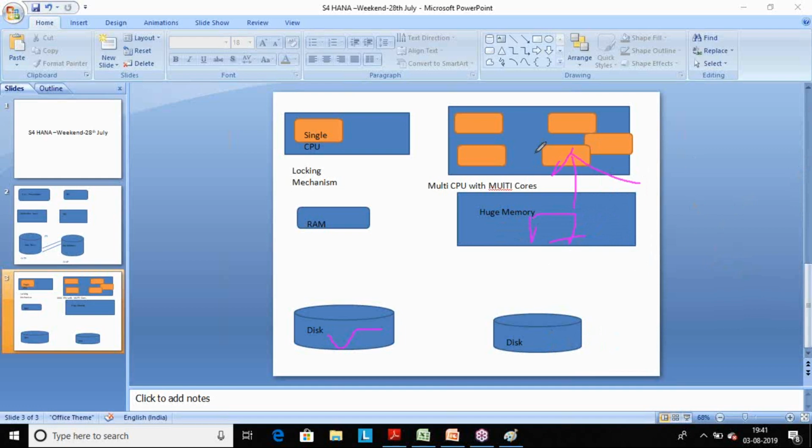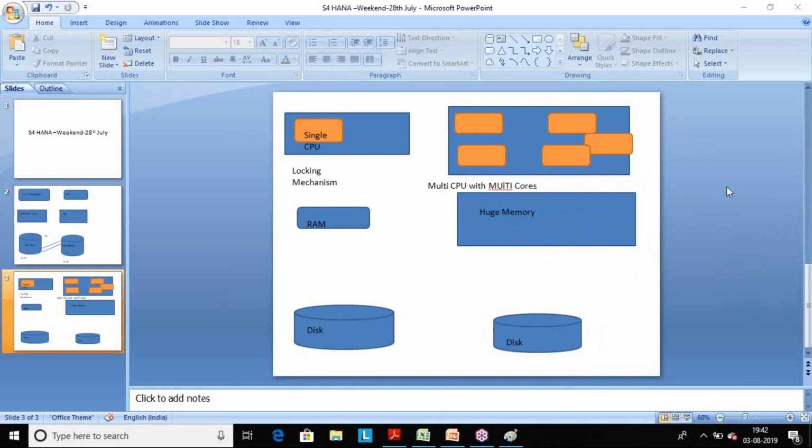First, to understand this one, any question on this in-memory? Let me take a break here. Let me ask you a question about in-memory. Right. If you understood this, next we come to the table.